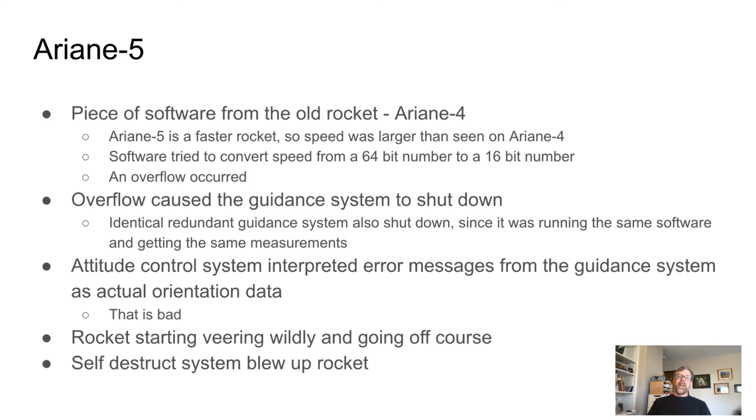Because all of the redundant guidance systems were coded exactly the same way, they all shut down also. The attitude control system interpreted error messages from the guidance system as actual orientation data, which is very bad. So it turned over. The rocket started veering wildly off course, and luckily it self-destructed. So it could have actually gone down and hit a town or something like that. But as soon as it detected that it was going off course, it blew up.